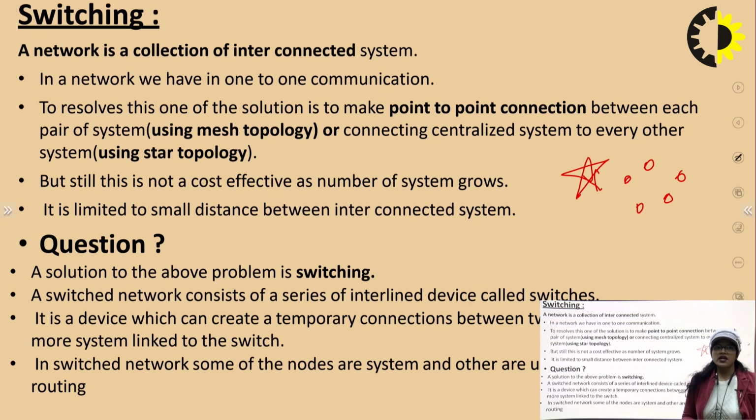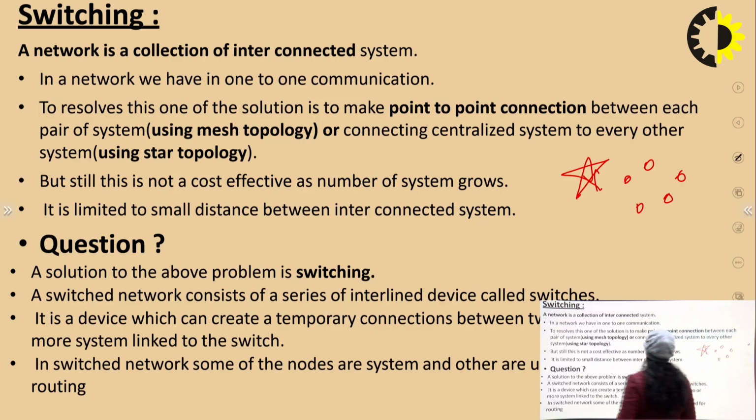A switched network consists of a series of interlinked devices called switches, and a switch is a device which can create a temporary connection between more than one system linked to the switch. So suppose we have more than one device.